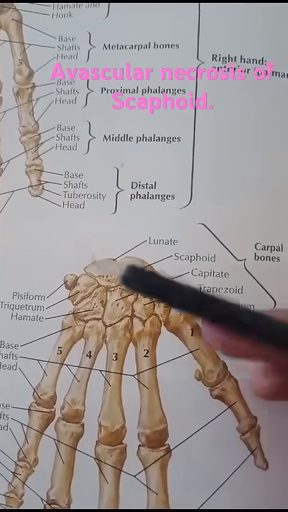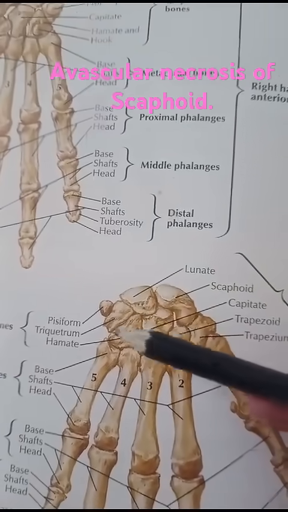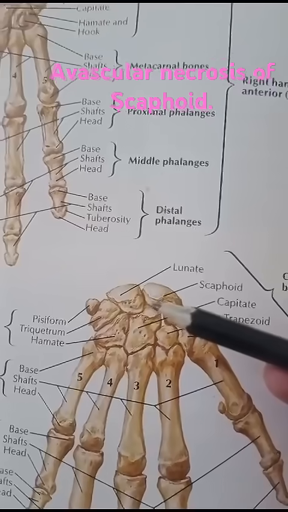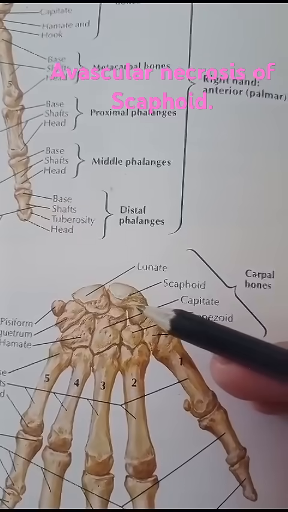I'm going to talk about the carpal bones. So here you can see all these carpal bones. There are proximal and distal rows. One important bone that I'm going to talk about is the scaphoid. So this is the scaphoid bone.